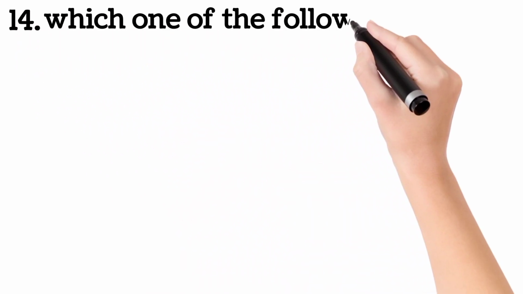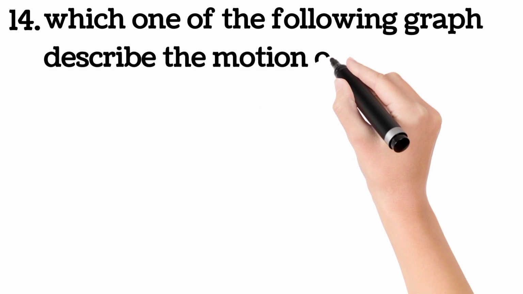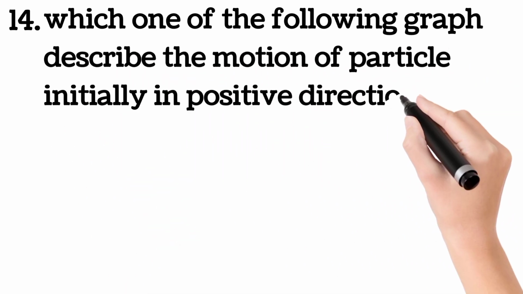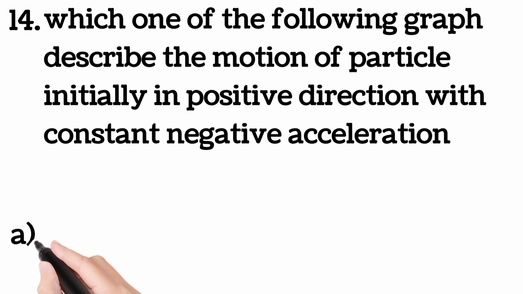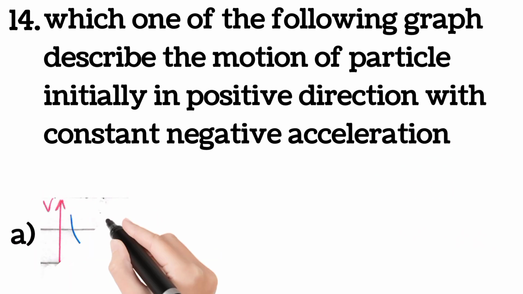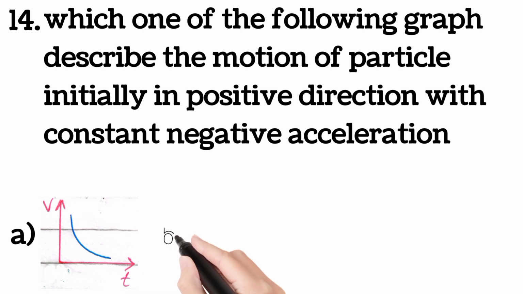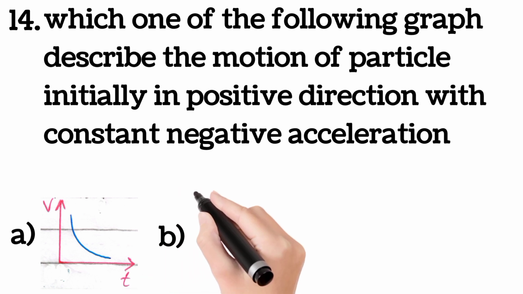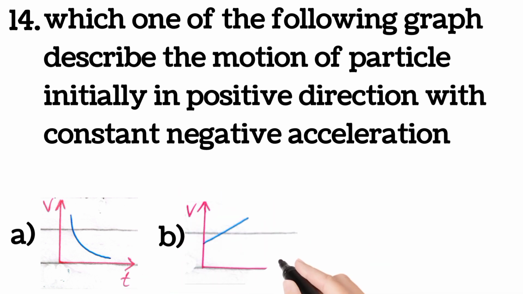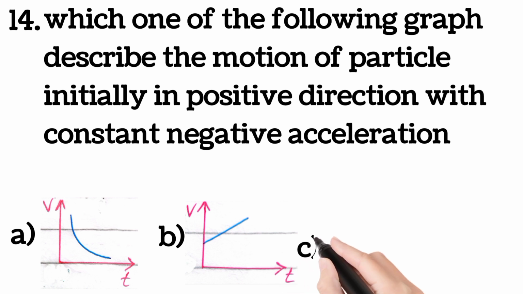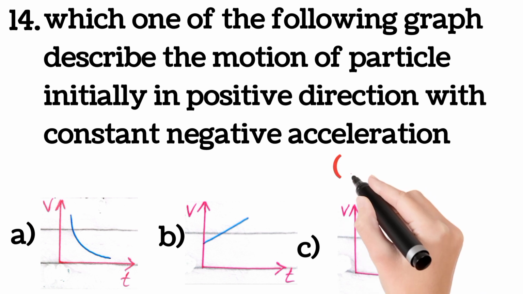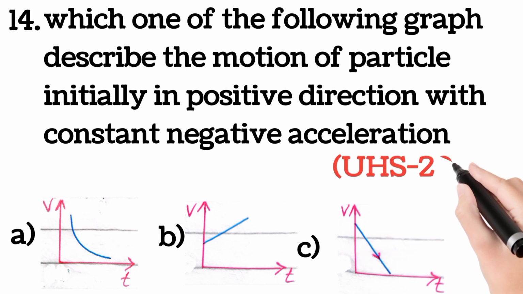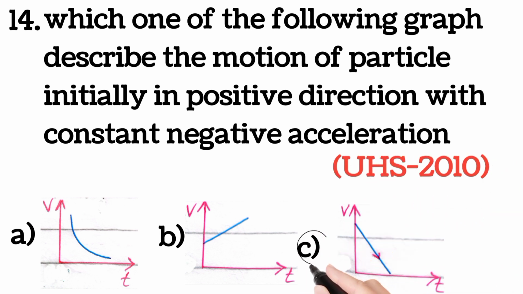15th MCQ: Which one of the following graphs describes the motion of a particle initially in the positive direction with constant negative acceleration? Option A is a graph of a body or particle, which is also a VT graph. The question asks which graph represents the motion of a particle initially in the positive direction with constant negative acceleration. The MCQ was asked in the competitive exam UHS 2010. C option is correct. Let's see.